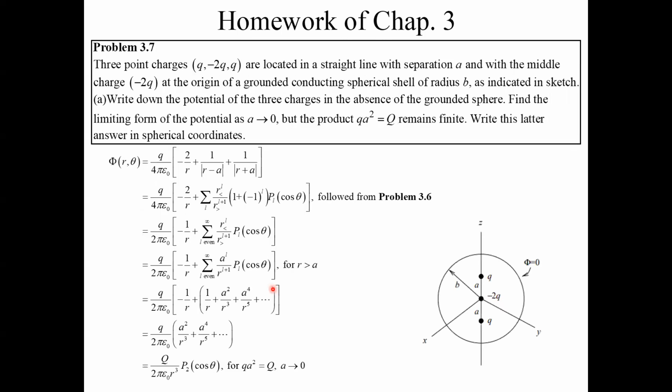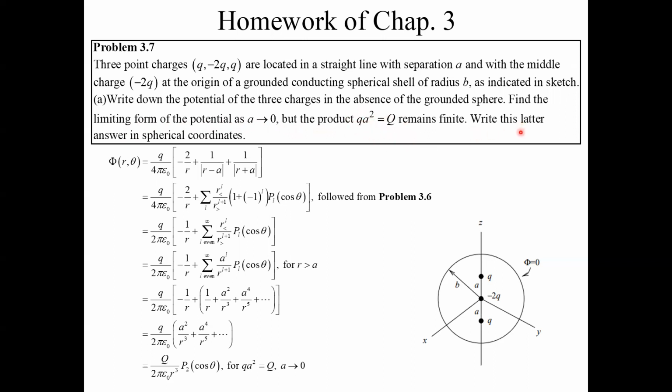And we go to the next one, problem 7. Three point charges are located in a straight line with separation A and with the middle charge at the origin of the grounded conducting spherical shell of radius b, as indicated in the sketch here. For part A, write down the potential of the three charges in the absence of the grounded sphere.